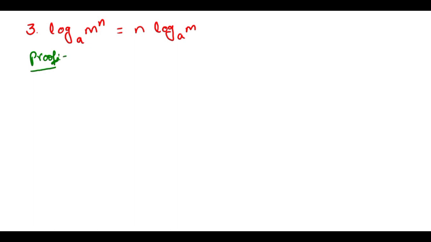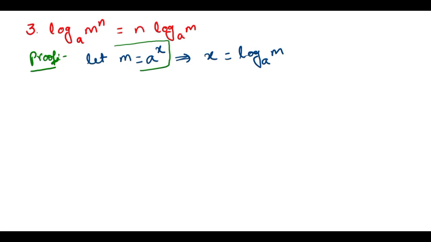Okay. So what we take here, log m power n base a equal to, so let m equal to a to the power of x. This is what? Exponential. So from exponential to logarithmic form, how do we write it? x is equal to log m base a, correct? This is logarithmic form. Now we take here m power n.